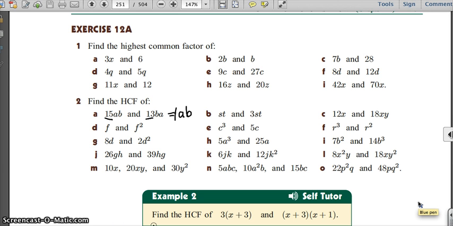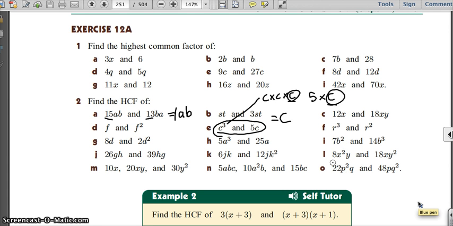Who's in question 2 now? Is anyone in question 2? Yep. If we looked at this one, for example, Jeremy, c cubed looks like this. And 5c looks like that. Okay, so the common factor there is just one of the c's.